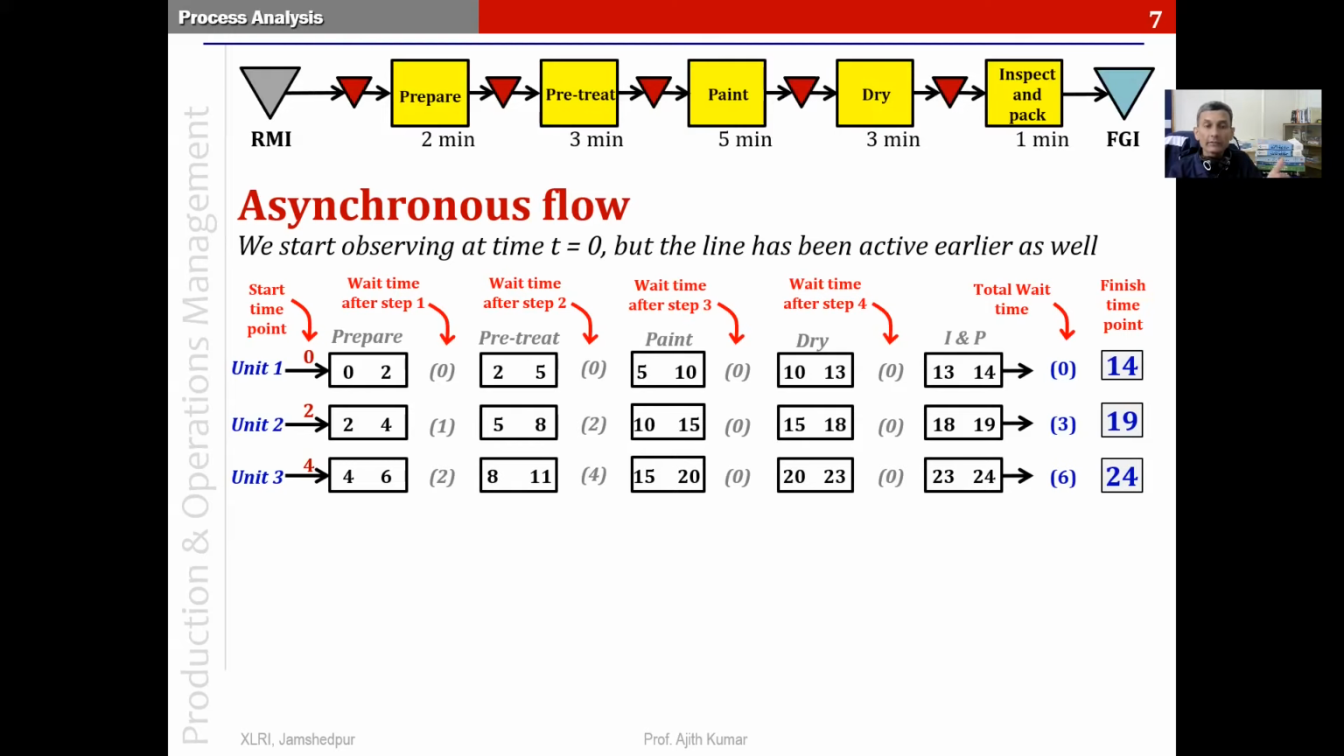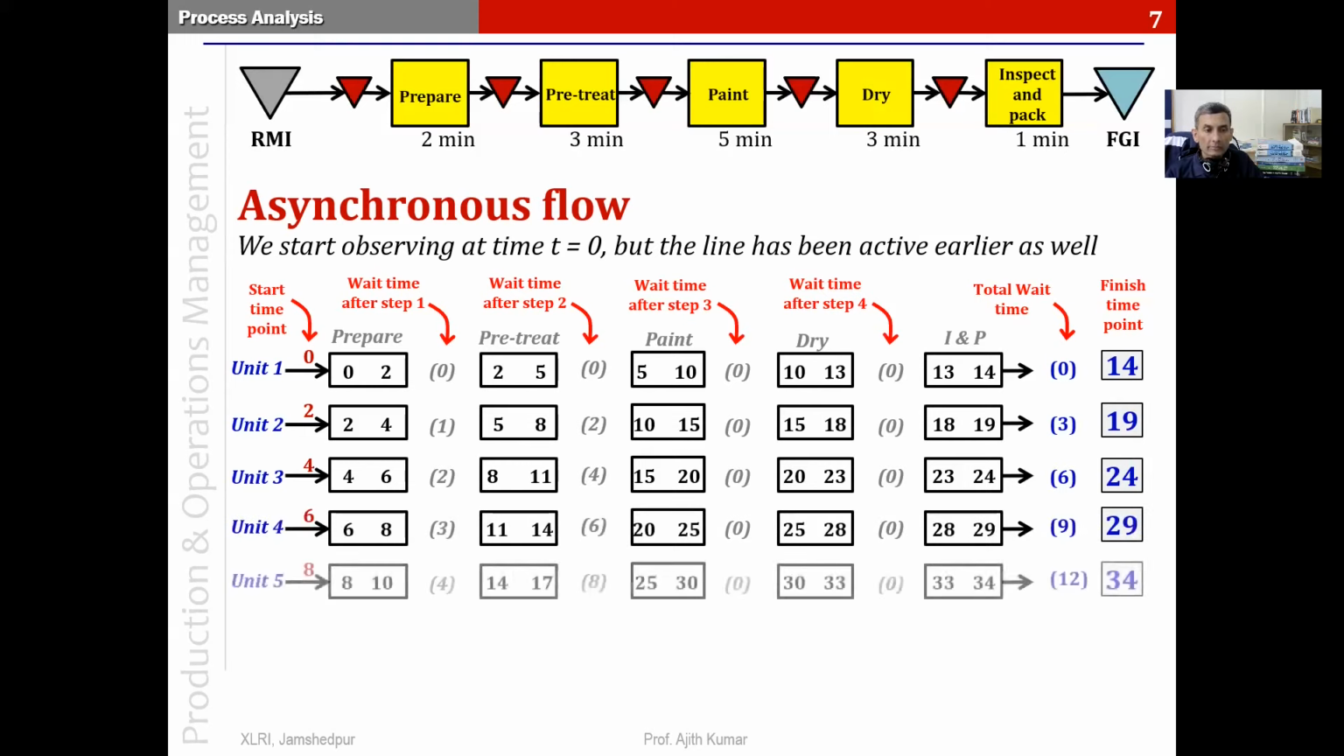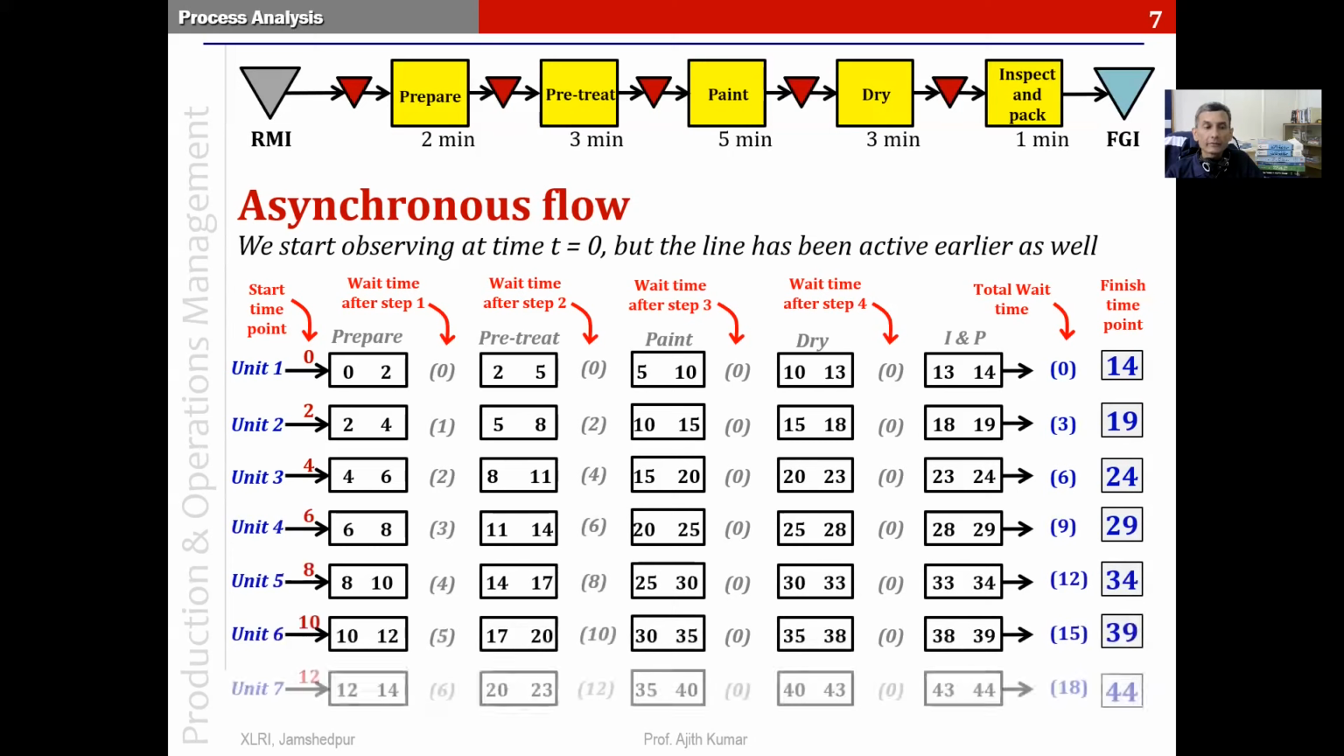Unit 3 therefore has to wait for 2 minutes in front of the pre-treat step, and going forward, it has to wait for 4 minutes in front of the paint step. Again, after the paint step, there is no waiting involved, and unit 3 moves through the other 2 steps and completes its process at t equal to 24. So likewise, we can compute time values for subsequent units like unit 4, 5, 6, 7, and so on.